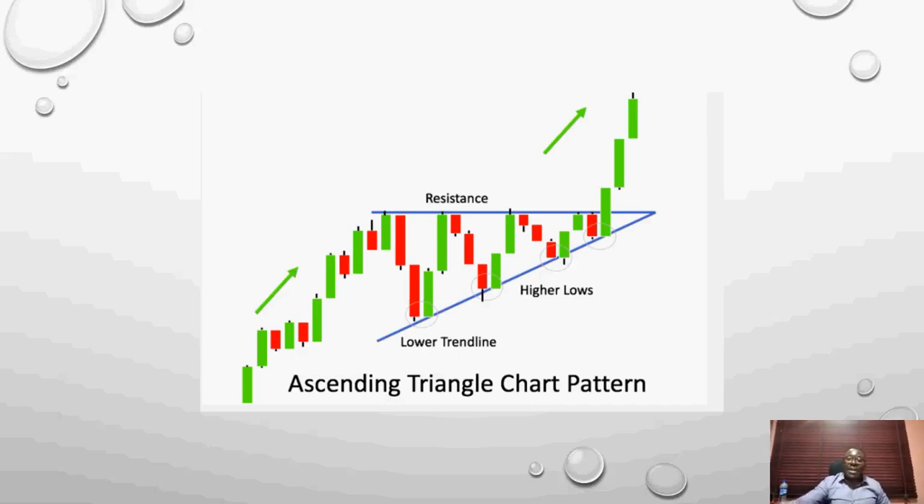Now we move to another pattern. You can see the chart can do a lot. In this case, this is a triangle. And this is what we call the ascending triangle chart pattern. It is also a continuation sign.